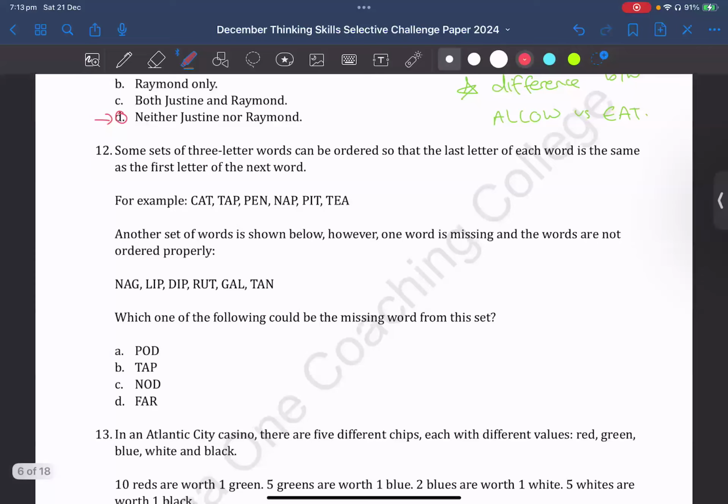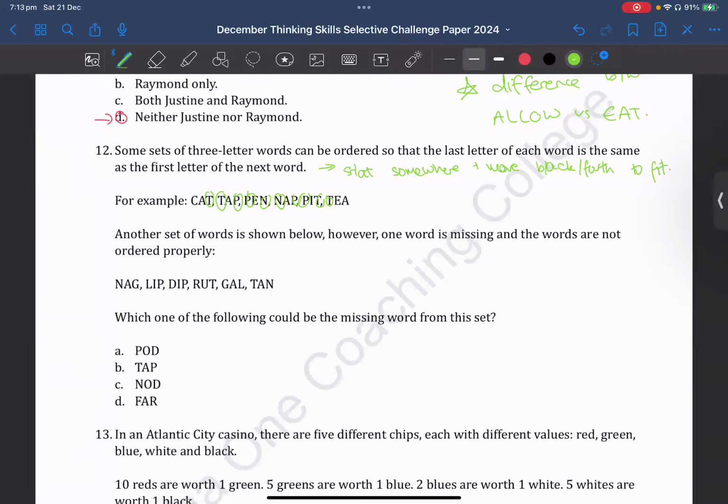Some sets of 3-letter words can be ordered so that the last letter of each word is the same as the first letter of the next word. So, cat, pen, N, P, P, T, T. Another set of words is shown below, but they're not in the same order. My key tip for this is you start somewhere and you move back and forth to make sure you fit what you can. And then you look at the leftover words.